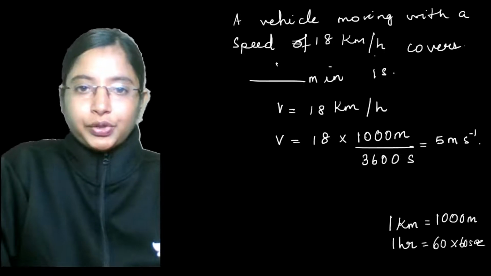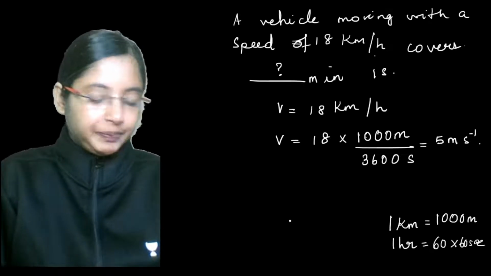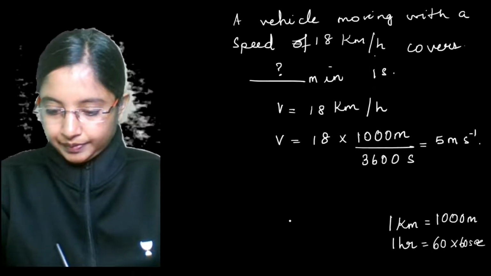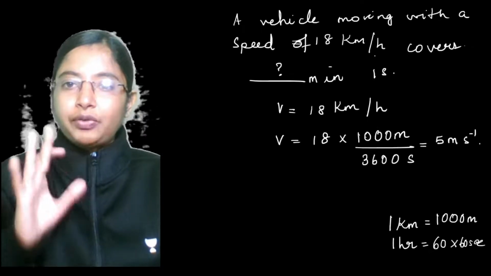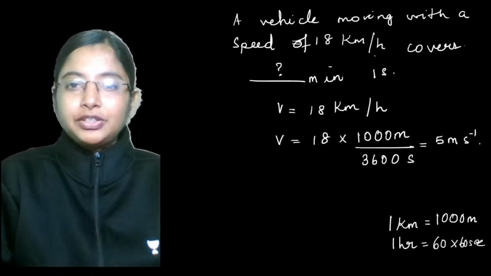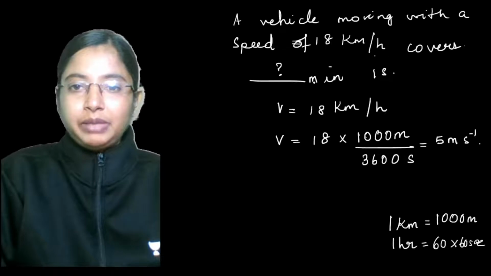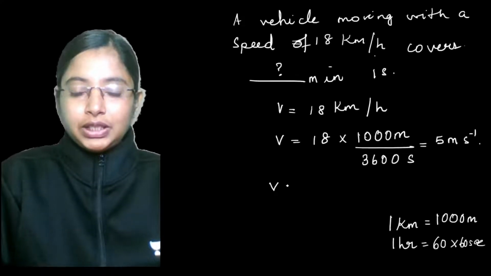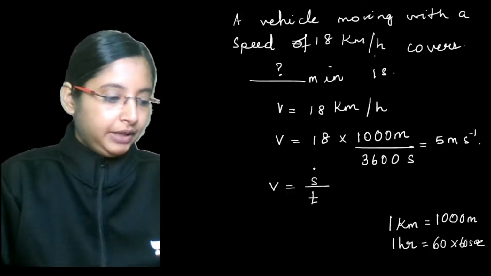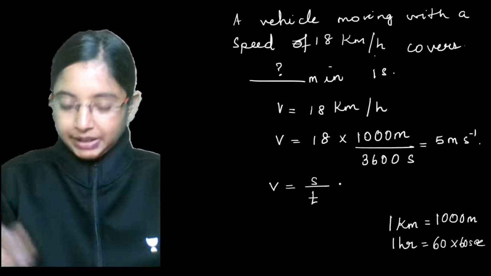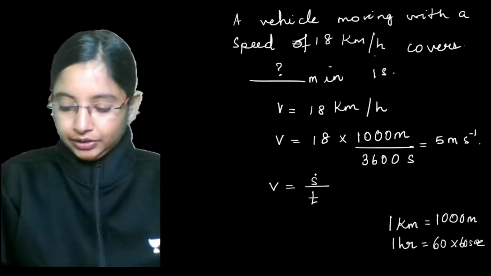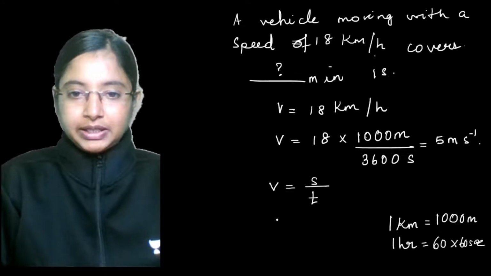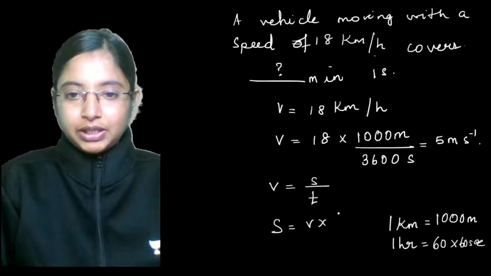But according to the question, what is this quantity we are finding here? A vehicle moving with a speed of 18 kilometers per hour covers dash distance. We are actually finding so many meters in 1 second, so we are finding distance. Velocity is nothing but distance by time, so the distance is nothing but velocity times time.